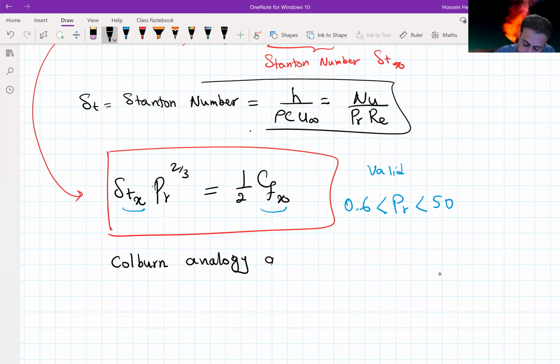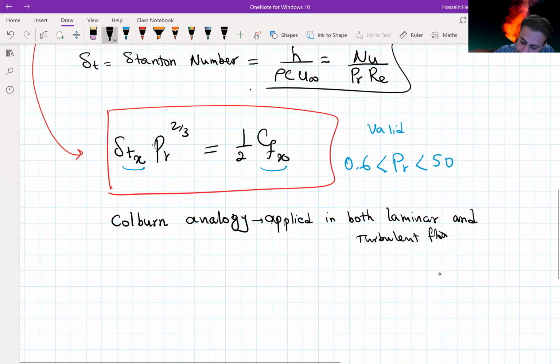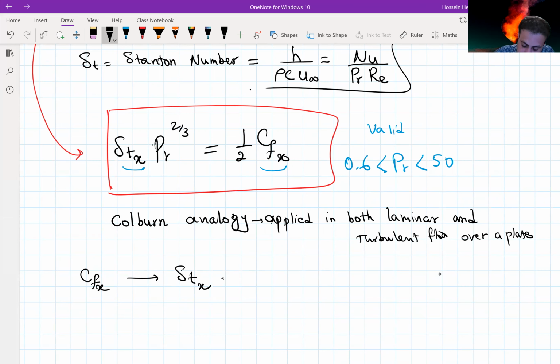And which can be applied in both laminar and turbulent flow over a plate. And the use of that here is that if we have this drag coefficient, we can evaluate this Stanton number, and from there we can evaluate the local heat transfer coefficient.